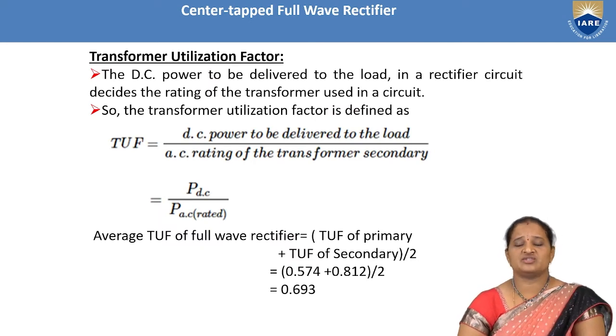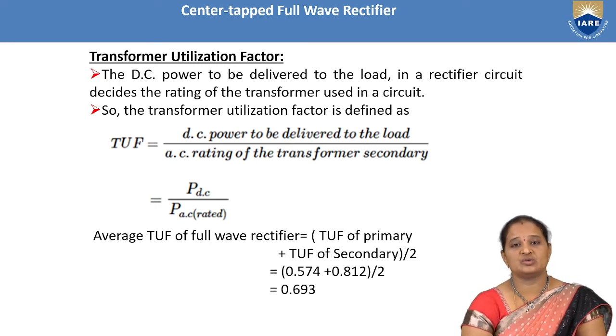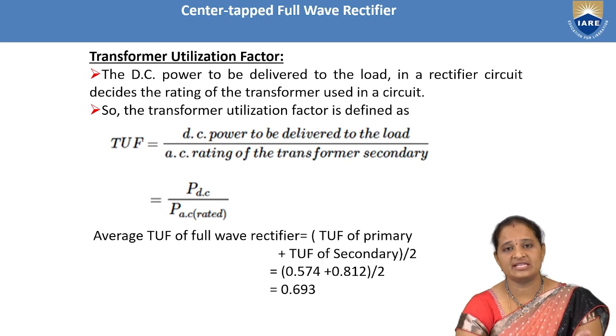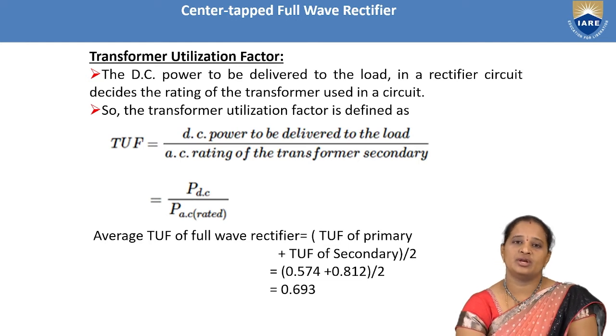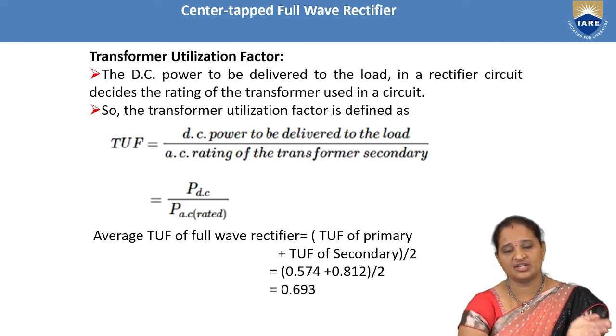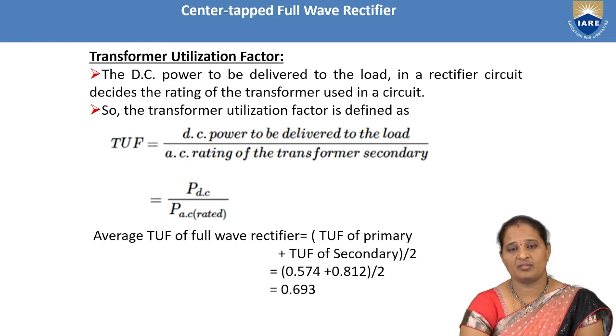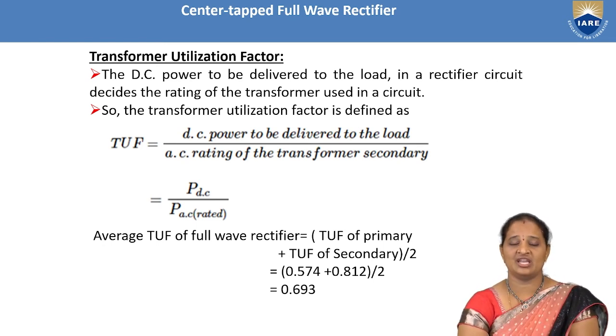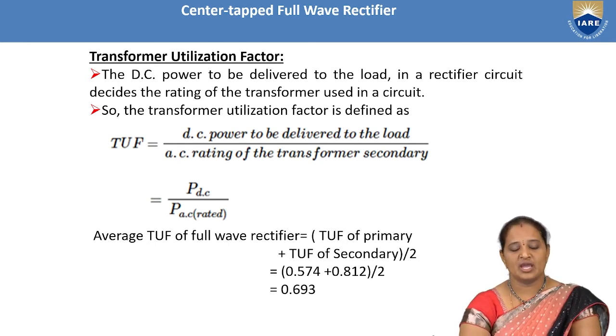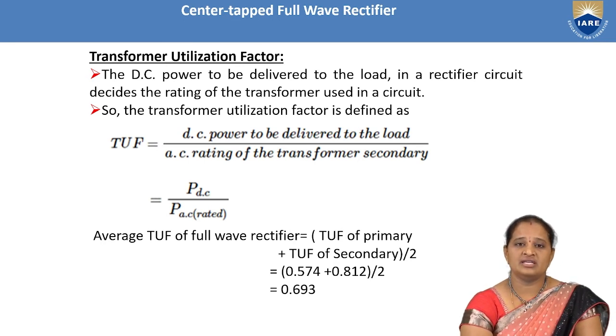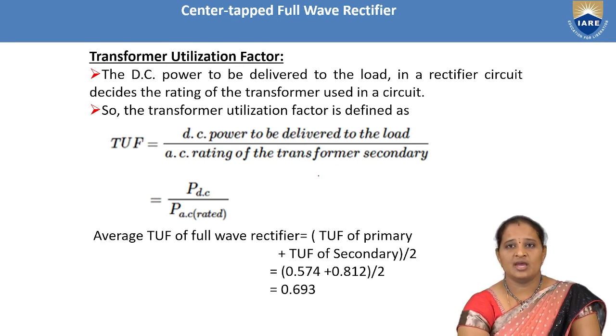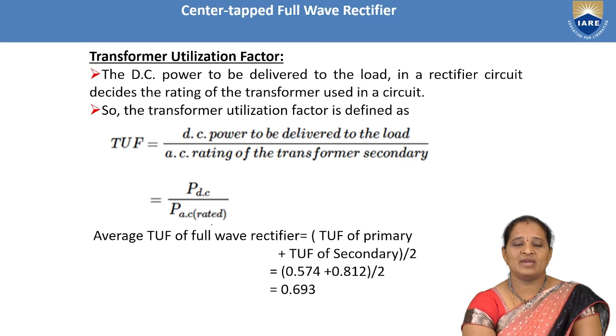Now, coming to the transformer utilization factor. Transformer utilization factor is mainly used to identify how much of the AC power which is generated at the transformer secondary is being converted into DC. That means while converting the AC into DC, how much of the AC power rating of the transformer secondary is utilized. That is defined by the transformer utilization factor. It is defined as a ratio of DC power delivered to the load to the AC rating of the transformer secondary winding. So, that is PDC by PAC rated.